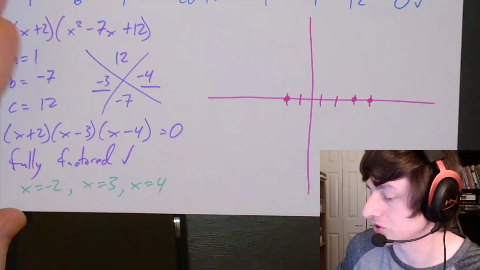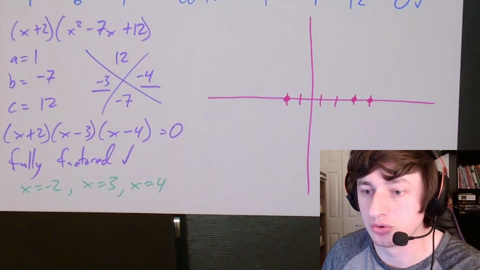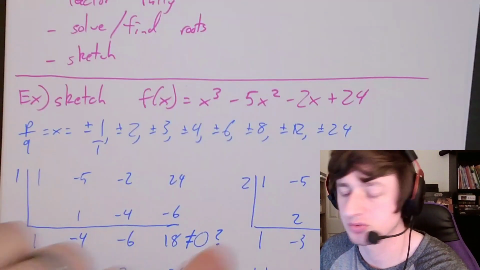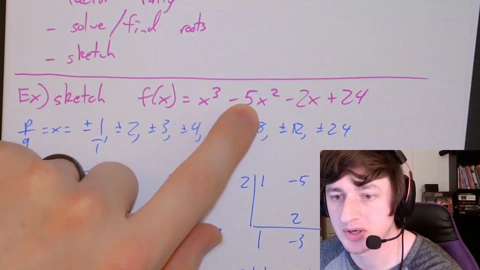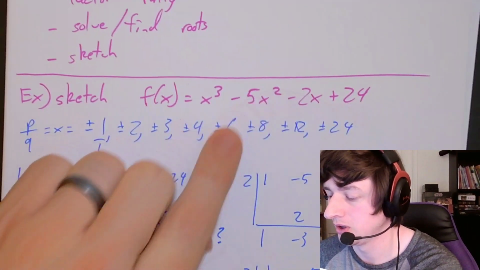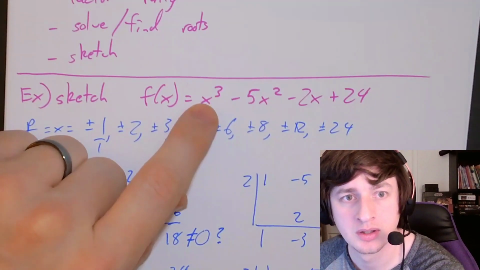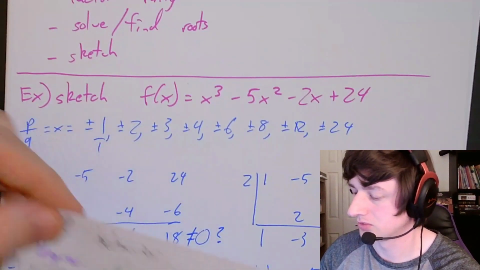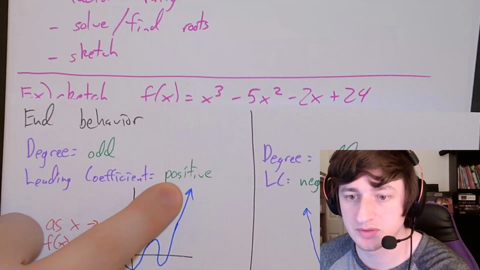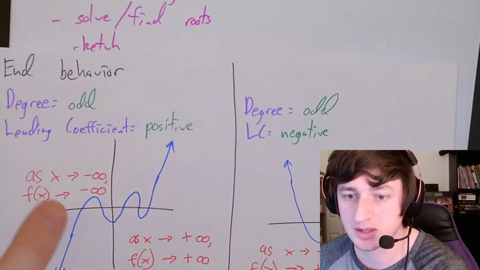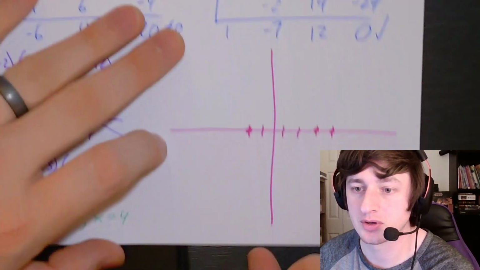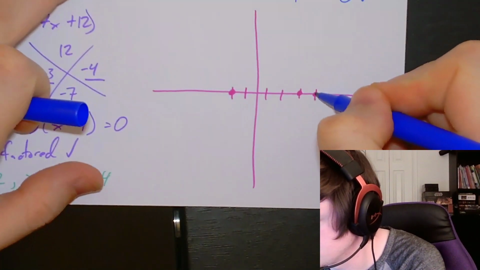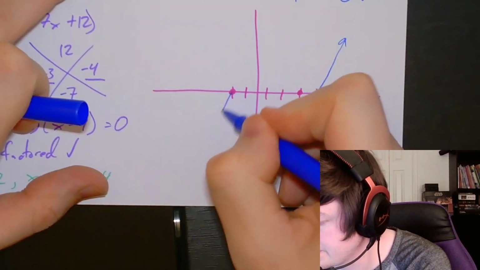So we use our end behavior chart, and I'm going to refer back to the beginning. This was our original function, x cubed minus 5x squared minus 2x plus 24. We only care about this. This is a positive leading coefficient and an odd degree. So odd degree, positive leading coefficient means it's going to go up to the right and down to the left. Up to the right and down to the left. So up this way and down this way.